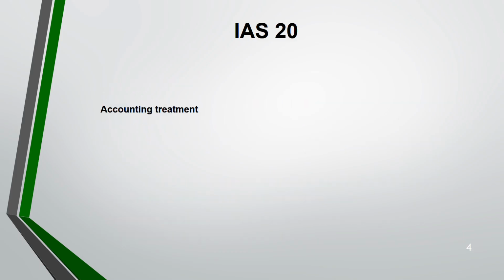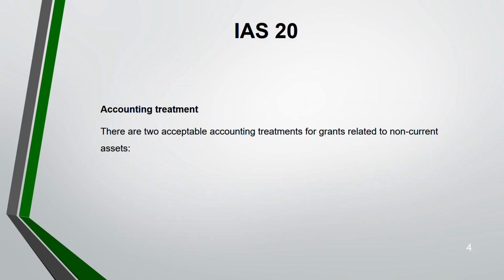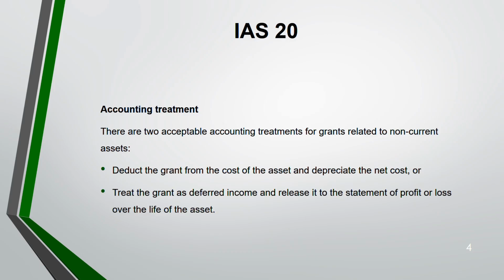Okay. Now, there are two acceptable accounting treatments for grants that are relating to non-current assets. I told you there are two types of grant. One relating to non-current assets, other one related towards expenses. First, let us finish grant relating to non-current assets. There are two accounting treatments. First, either deduct the grant from your cost of asset and depreciate the net cost. Or second treatment, treat the grant as a deferred income and release it to the statement of profit or loss over the life of the asset. How you release depreciation or amortization, same way.